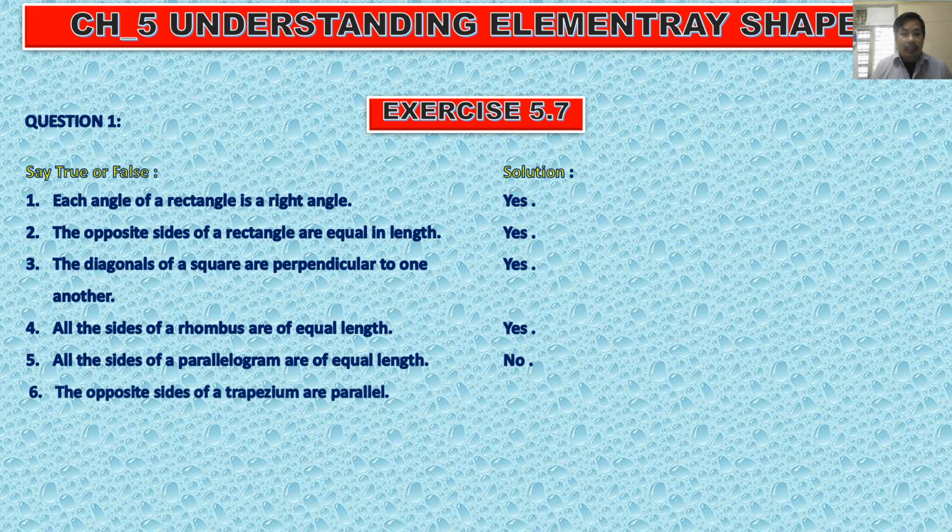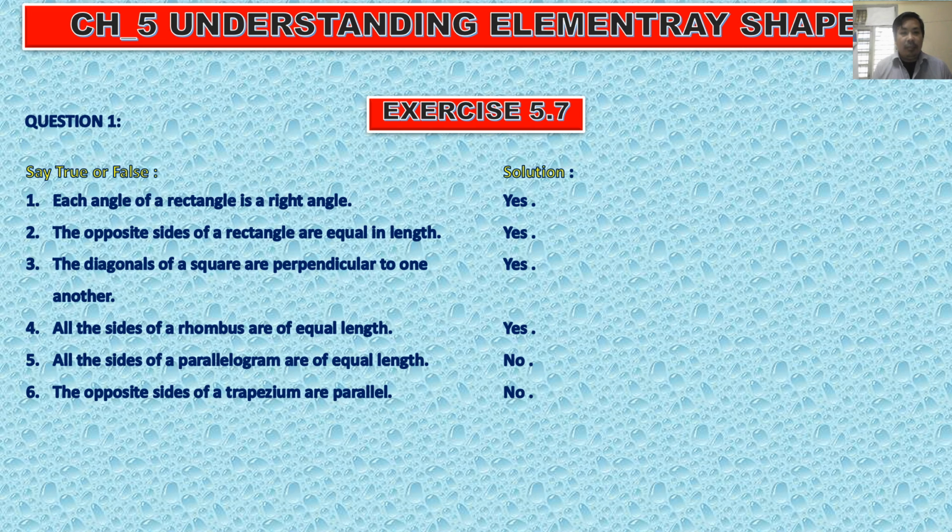And question number 6: the opposite sides of a trapezium are parallel. There are four sides, that means two pairs of opposite sides, but not all are parallel. Only one pair is parallel, not all. So the sentence means that all are parallel, and that's wrong. The answer is no.